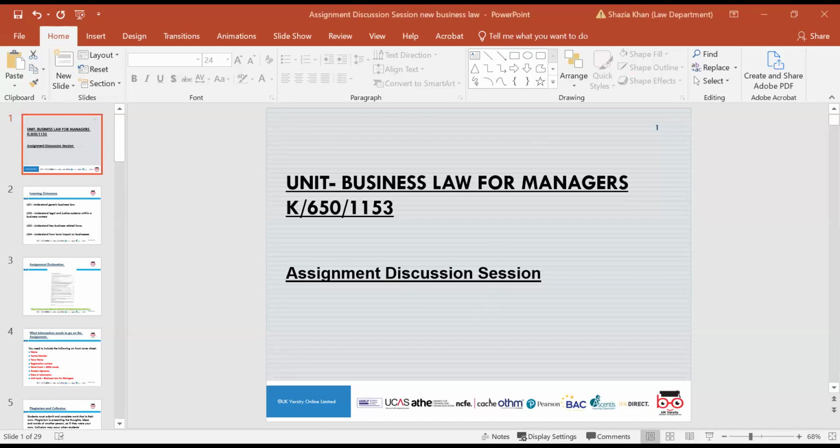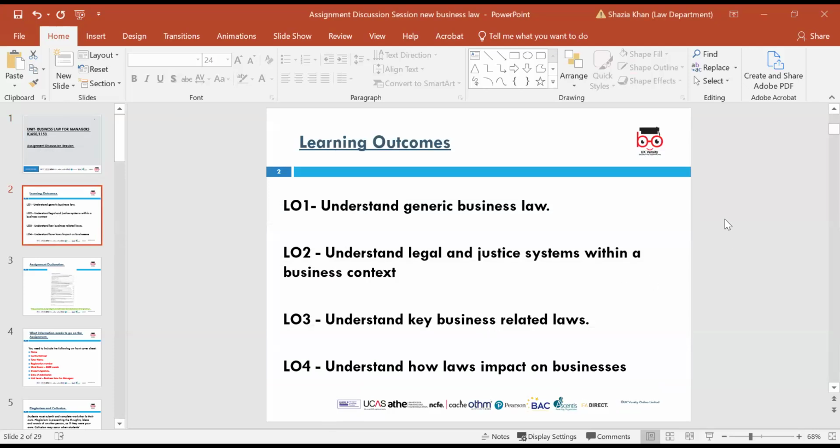So going back to the assignment slides, the assignment discussion session, we look at the learning outcomes, which is the 4 learning outcomes I've just quickly gone through. So just a brief overview of them: learning outcome 1 is to understand generic business law. Learning outcome 2 is to understand legal and justice systems within a business context. And learning outcome 3 is to understand key business related laws, like we looked at, consumer, employment, environmental, etc. And learning outcome 4 is to understand how laws impact on businesses.